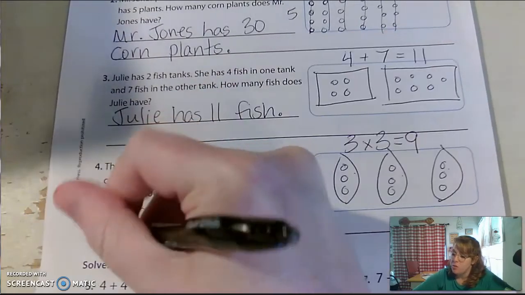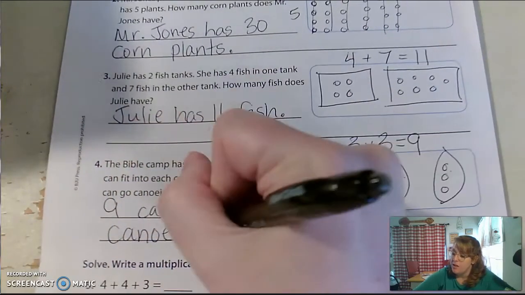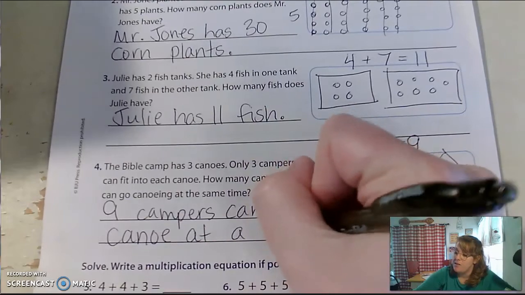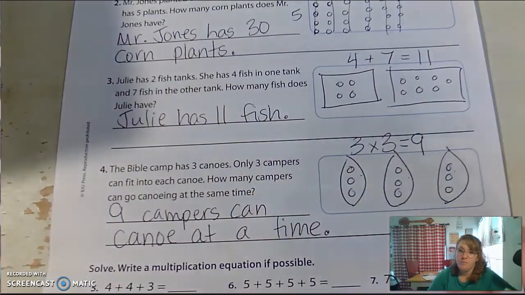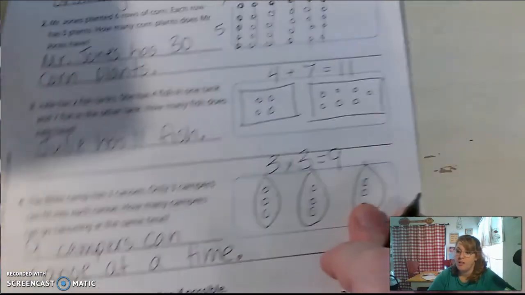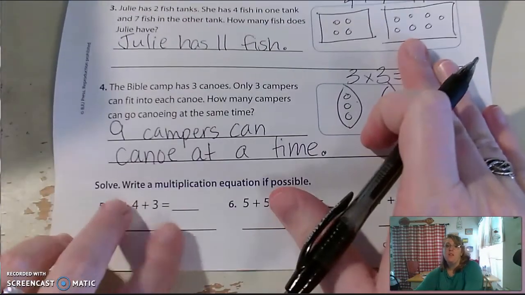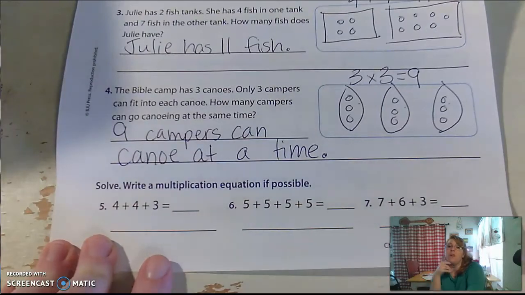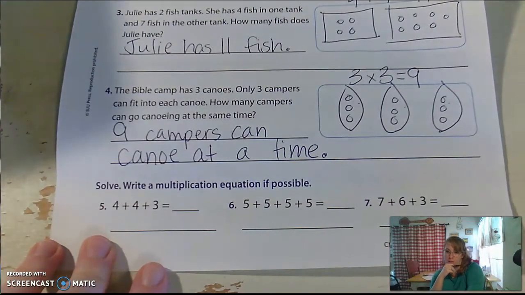9 campers can canoe at a time. Oops, I gotta get that out of the way. Solve. Write a multiplication equation if possible.